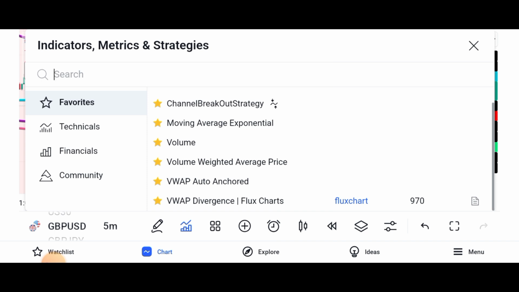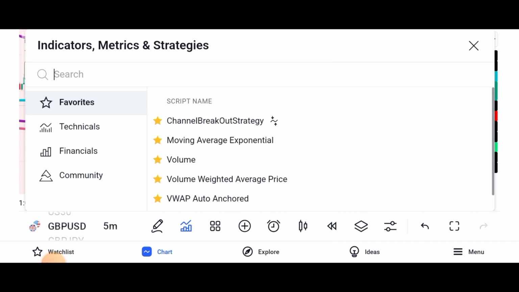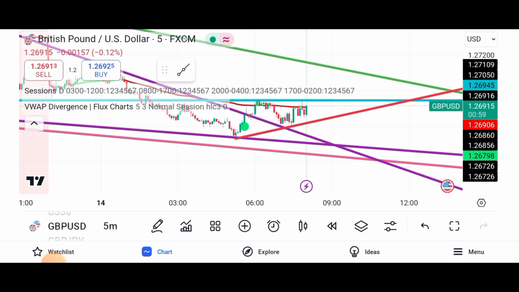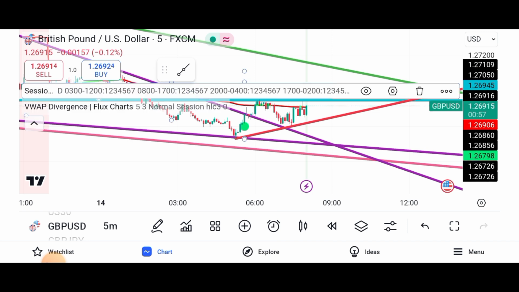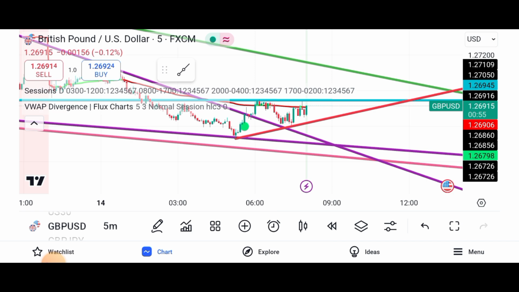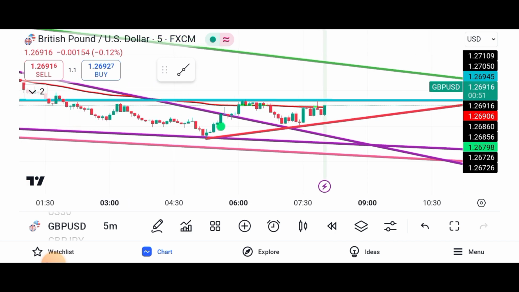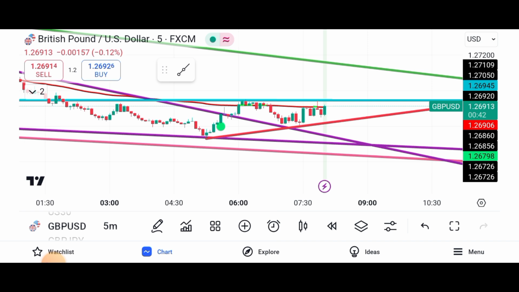Another thing that I do love here is the sessions. This is what I use. This is sessions under your indicators as well. And that helps you determine that, okay, now we are in this session or we're in that session at the current moment. So that also helps a lot. Okay, let's wait for an opportunity to enter the market.